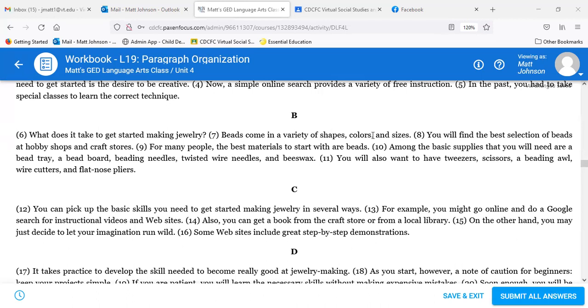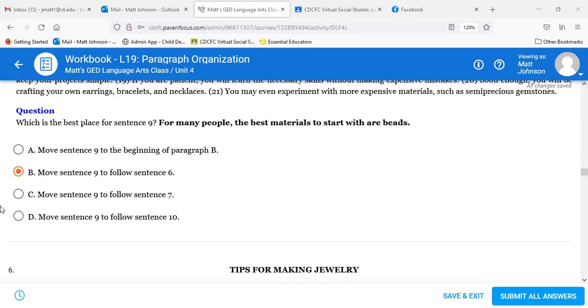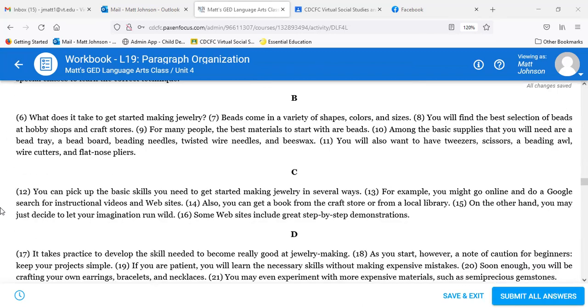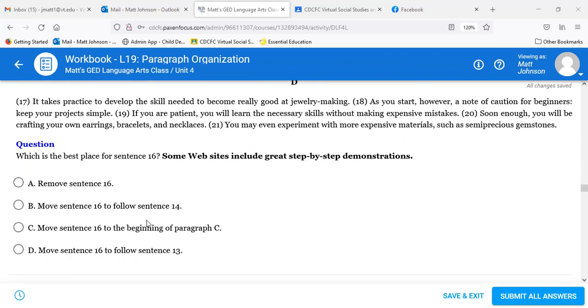Beads come in a variety of shapes, colors, and sizes. You'll find the best selection of beads at hobby shops and craft stores. Among the basic supplies that you'll need. So we talk about beads, and then we talk about some of the other supplies that you'll need. Right. So B is it for 5, and number 6. Tracy, try number 6 for us there.